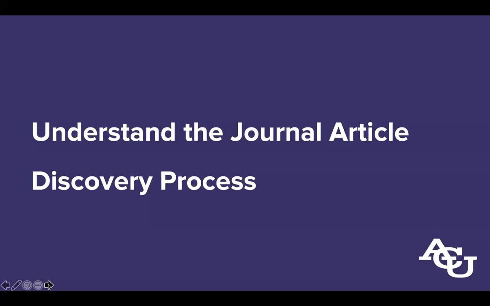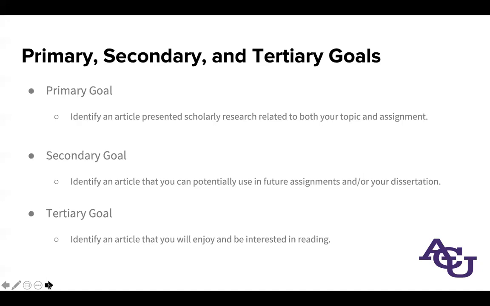All right, so the journal article discovery process. This is something where, depending on your prior coursework, you may be very familiar with library searches, or you may be less familiar with looking for specific types of things, especially for an assignment like this, which kind of empowers you to go to the library, but also lets you have a lot of latitude in what you're finding. So I'm going to suggest three sets of goals.